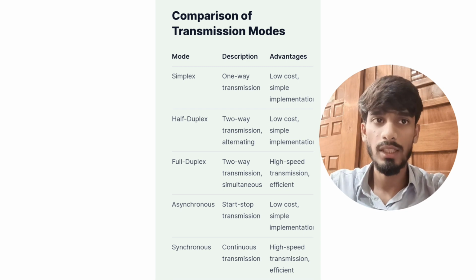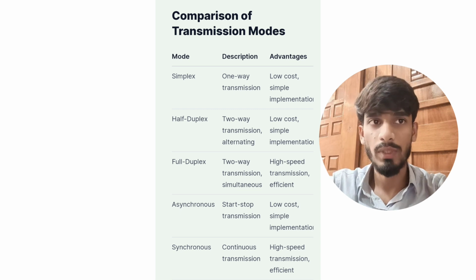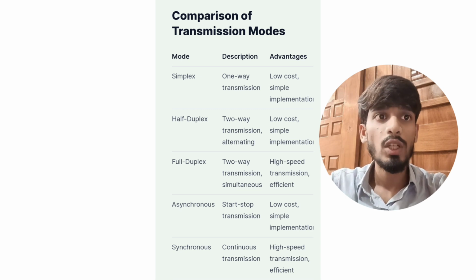Next is asynchronous. In this, start-stop transmission takes place. What are the advantages? Low cost, simple implementation. And what are the disadvantages? It is limited speed and it is error prone.